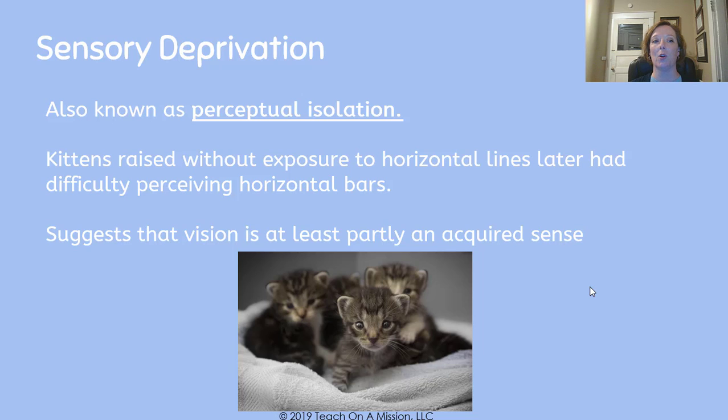Also known as perceptual isolation. You may think that this is cruel, but there have been experiments done where animals have been raised without exposure to certain aspects of our visual set. These kittens were raised without exposure to horizontal lines, and later on they had difficulty perceiving the horizontal bars that were presented to them. So what this suggests to us is that vision is at least partly an acquired sense. We are able to perceive our sense better as we go along.